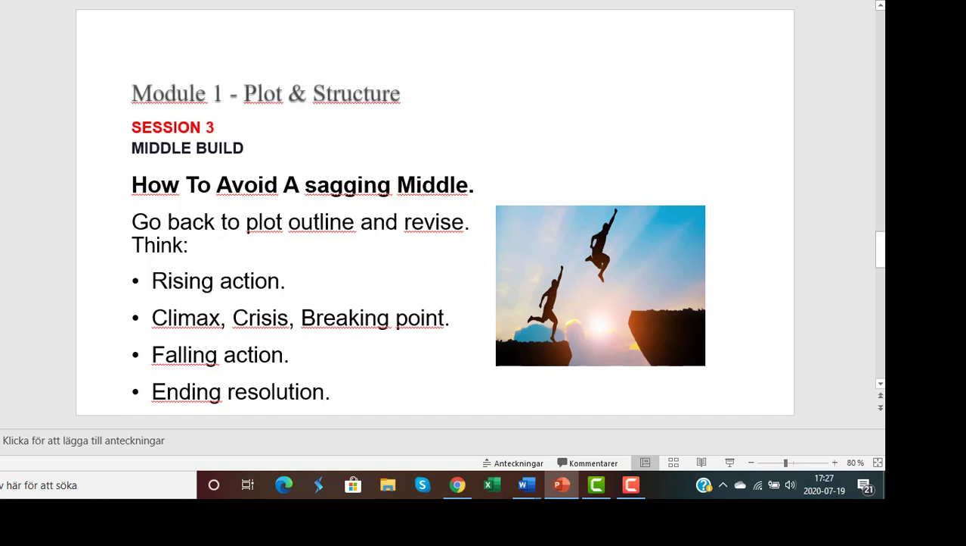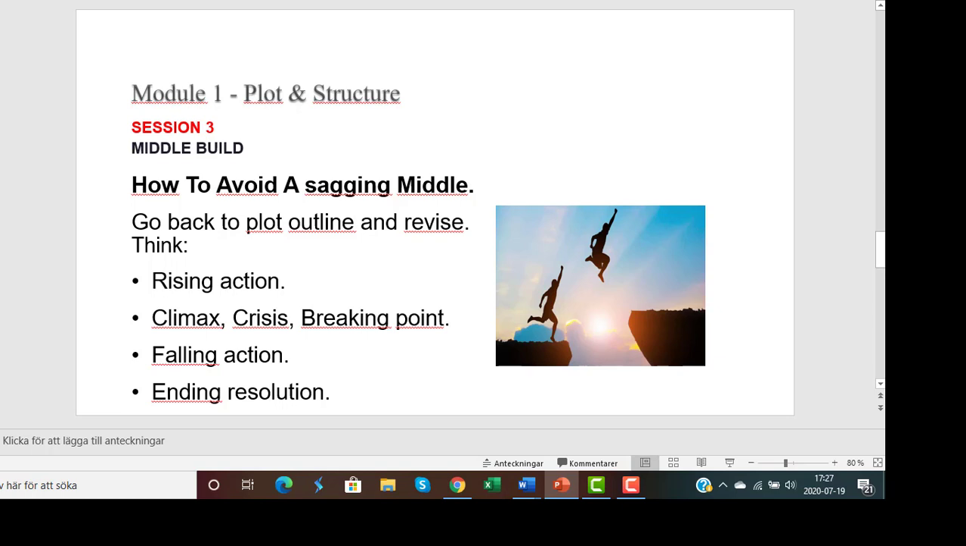Climax, crisis, breaking point. The protagonist and antagonist clash in a showdown, a breaking moment, a point of no return. This is the decisive moment of the action in the story. You need to make it dramatic and authentic.